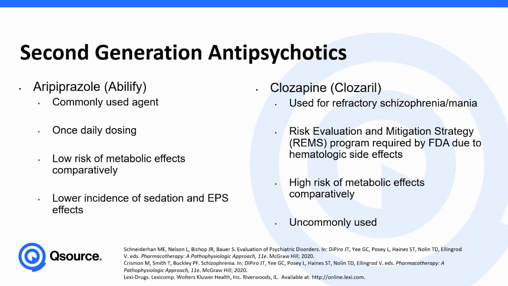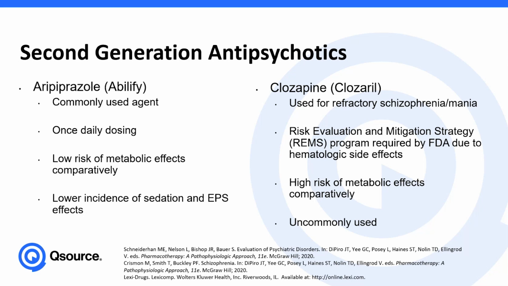Clozapine probably is, if I were to put a drug with one foot in first generation and one foot in second generation, it would be clozapine. And typically it's going to be used in patients that have a really close follow-up. It does have what we call a risk evaluation and mitigation strategy, or REMS program. So FDA approved clozapine for use in psychosis and psychosis-related conditions.